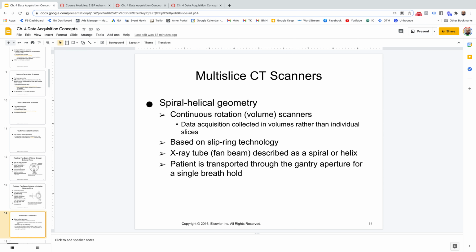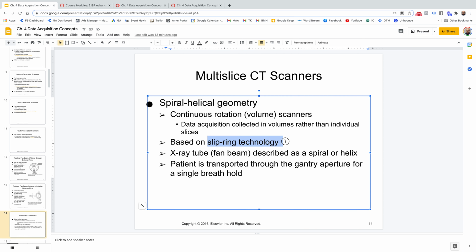So multi-slice CT scanners is where you get into spiral helical geometry. Okay, this is where you can do continuous spinning. It's based on slip ring technology. Very important that you know that. How is a CT machine able to spin so many times without all the wires getting caught? That's what slip ring technology makes possible. Okay.